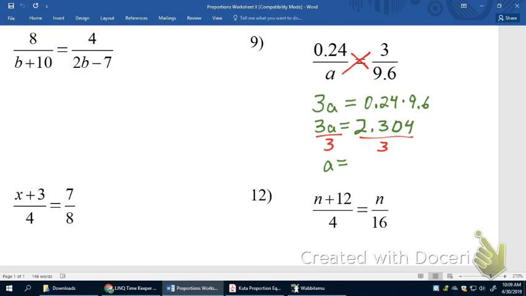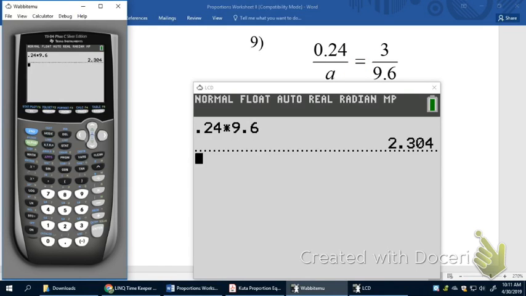A is going to equal 0.768. Now that's actually a good answer, but on some of my answers I'm going to present it as a fraction, which is really more typical. So I'm going to show you how to get a fraction out of this answer. So now you can actually see that first calculation that I had done, 0.24 times 9.6 to get the 2.304. Then I will divide by 3 as I had done on number 9 to get my final answer.